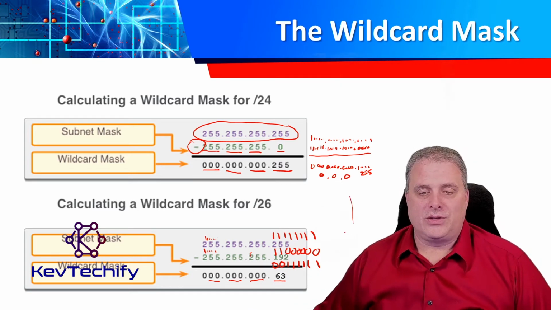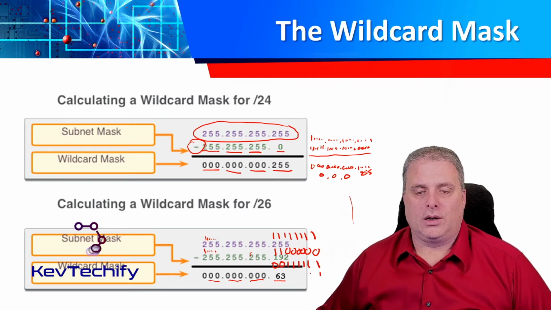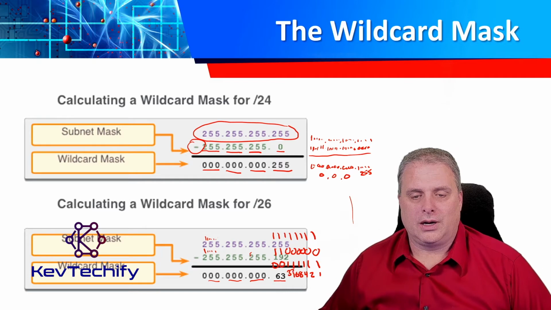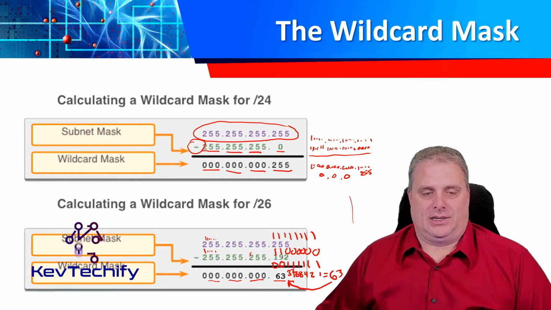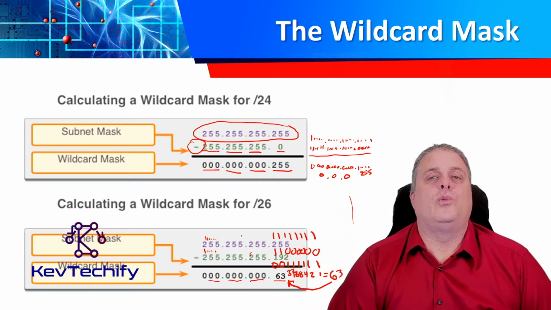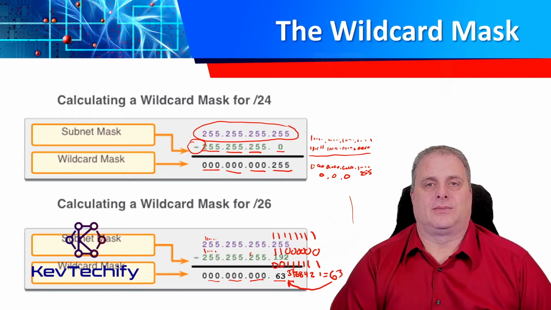Convert that into decimal. We have our values here. We have a 1, a 2, a 4, an 8, a 16, a 32. Add those up, that gives us 63, which is this value here. It's the opposite of that subnet mask. That's how we calculate the wildcard masks.